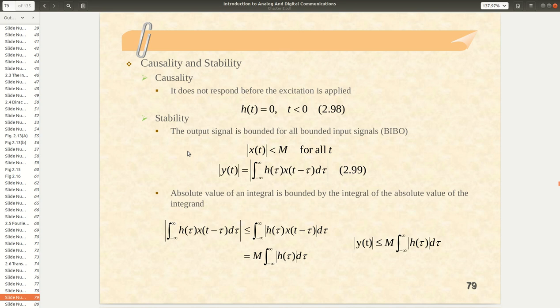Stability means that if you enter a finite value, a bounded input, you should get a bounded output. This is BIBO, bounded input, bounded output. So x of t should be less than a value m, a finite value, 5, 4, 10, whatever. The output of the convolution should also be less than another value, but it should be bounded. This is the stability.